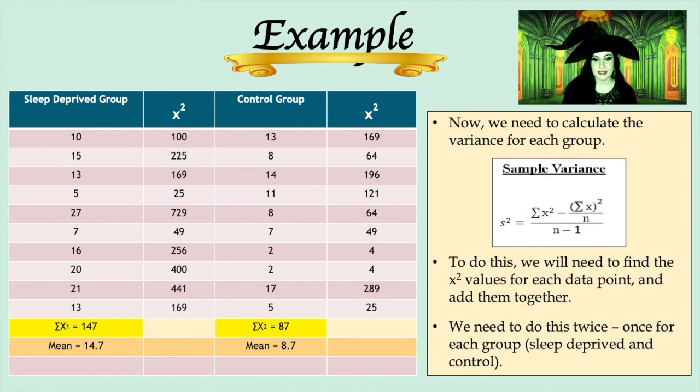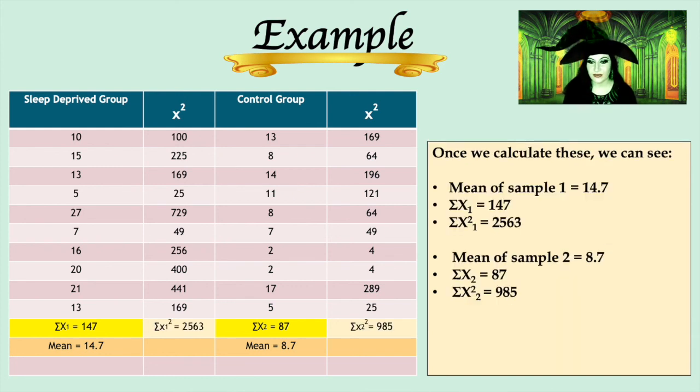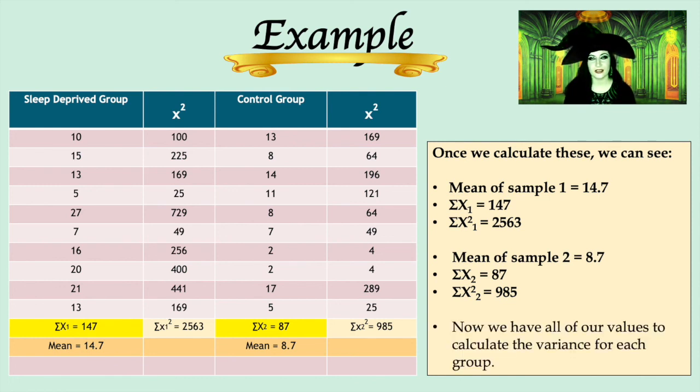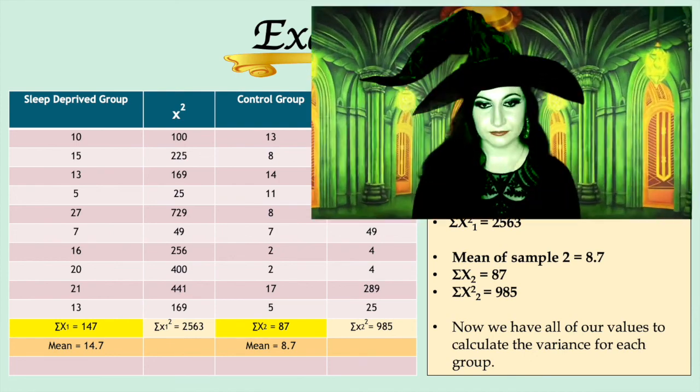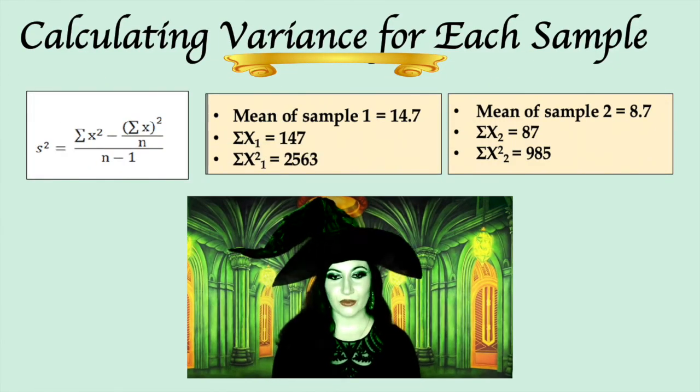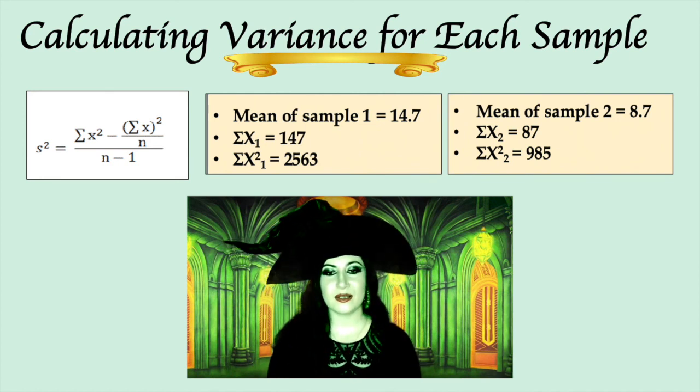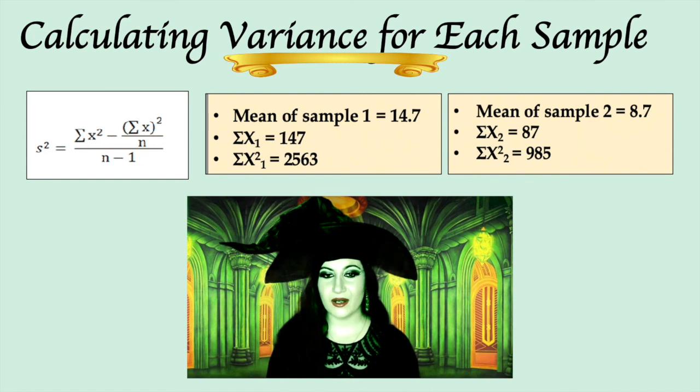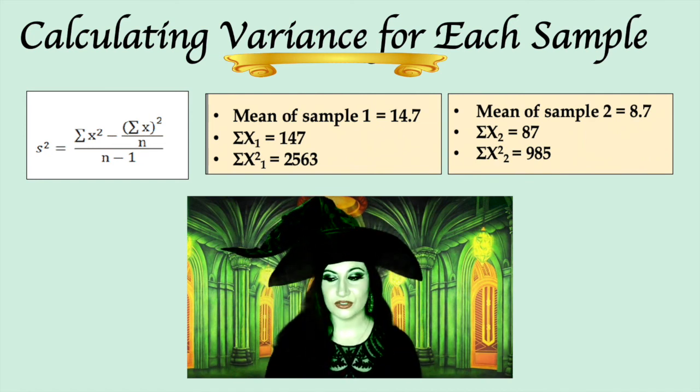So we're going to take the sum of x squared for the sleep-deprived group, which is going to be 2,563, and we're going to take the sum of x squared for the control group, which is going to be 985. Now, it looks like we have all of our values to calculate the variance for each group. So let's go ahead and do that. Here are the values that we've just calculated. We know the means, we know the sum of x, we know the sum of x squared, and we know the sample size for each of the two samples.